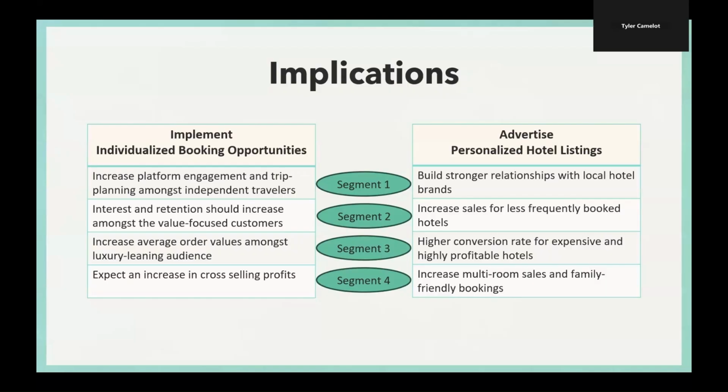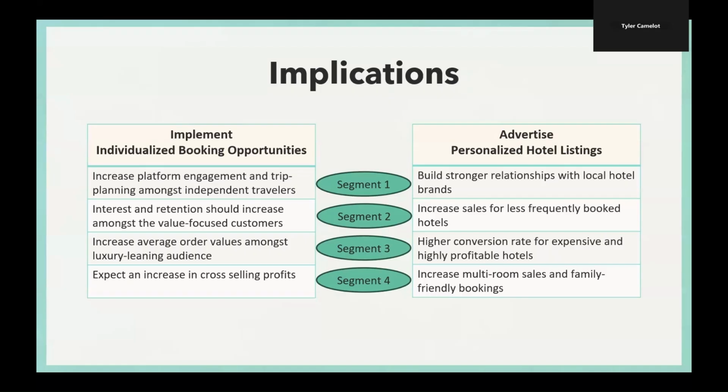So segment one, primarily were individuals who liked local hotels. So by promoting local hotels, we expect this group's booking tendencies to increase, and we will also build stronger business-to-business relationships with the local hotel brands. Segment two primarily looks for affordable hotels. Affordable hotels tend to be less frequently booked, so we expect by advertising these opportunities, we can give this target audience more options for vacations, but also increase sales for less frequently booked hotels.